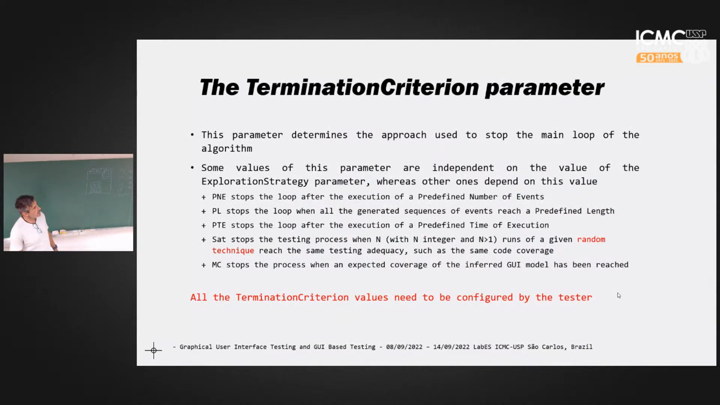The termination criteria. These are the termination criteria that we've usually found in literature. You stop after the execution of a predefined number of events. Probably this is the termination criterion of a junior. Okay, I want to work only 3 minutes. I want to work around, and when I find the first crash, okay, I go to lunch.